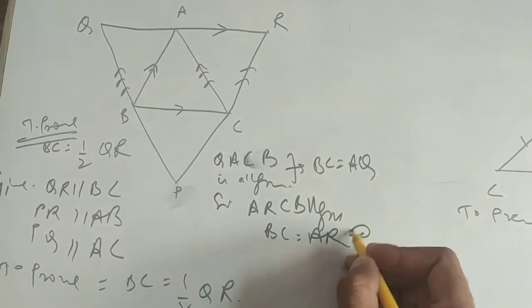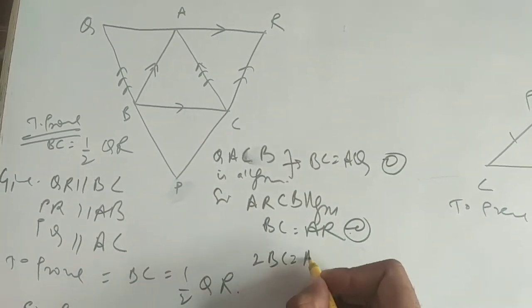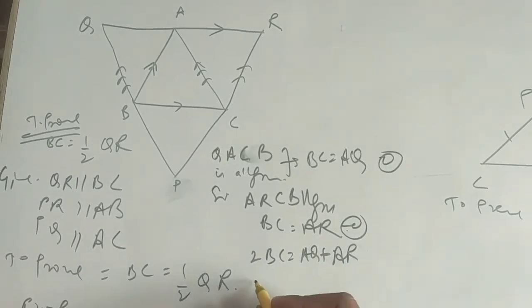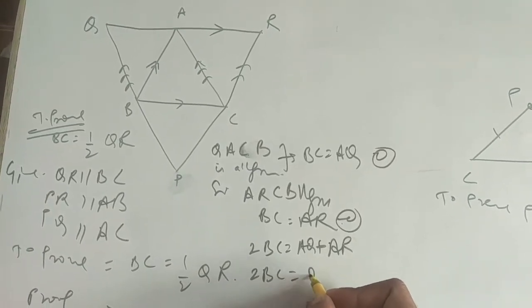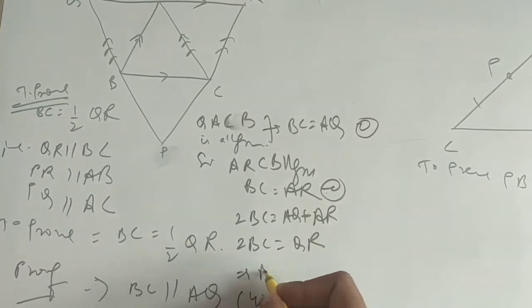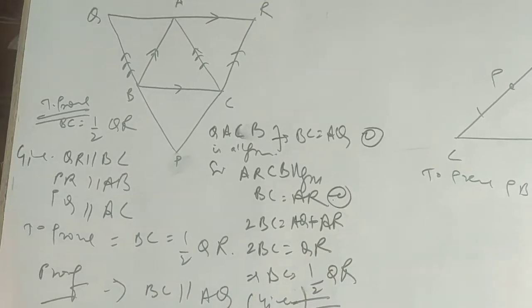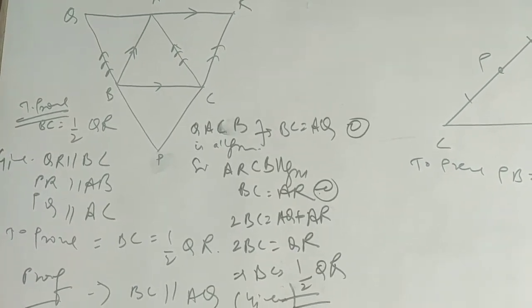If you add these two equations, we have twice BC is equal to AQ plus AR, and from the figure we can see AQ plus AR is QR. So BC will be half of QR. So this part is proved.